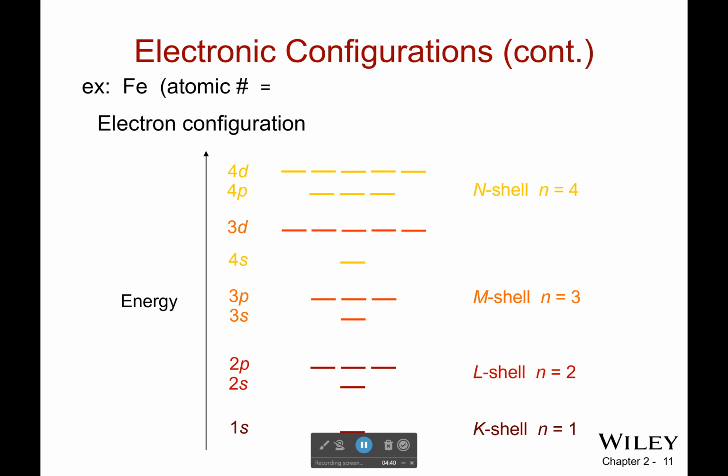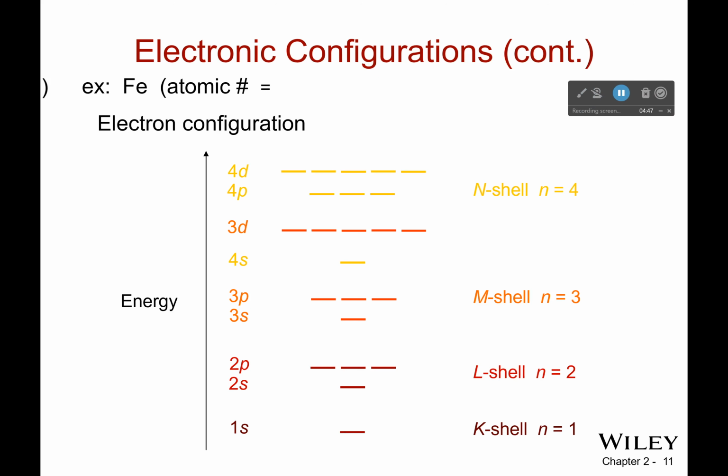Okay, so let's look at this again, but now with a much bigger graph. We're going to start filling in all these shells. So this is for iron here, okay? Iron has a whole bunch of electrons. It's got 26 of them, to be exact. So first off, we start in our first shell. This is the first shell right here.